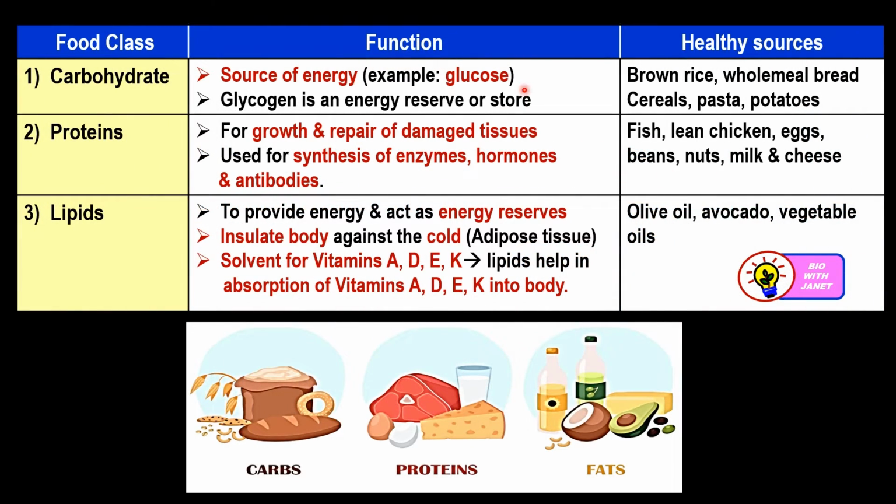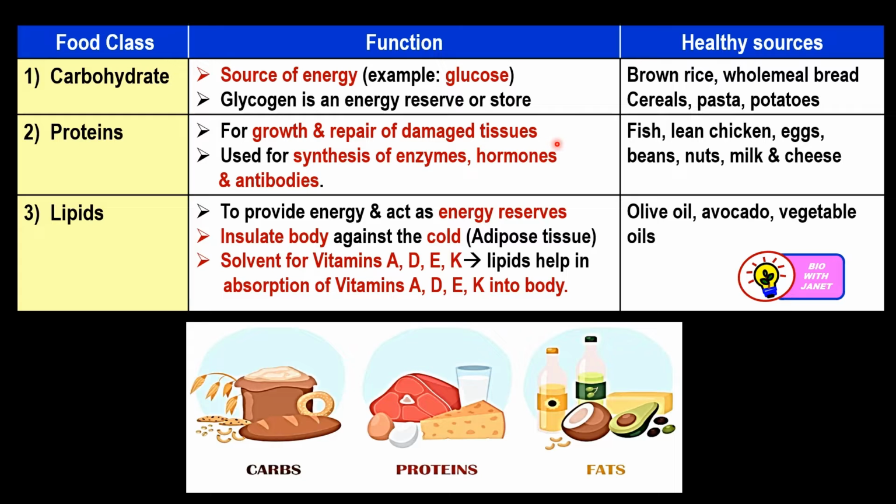So in the previous video, we've discussed the function of the 3 main food classes: carbohydrates, proteins, and lipids, and also the healthy sources for them. So carbohydrates, just to recap, act as a source of energy, immediate energy. For example, glucose, a source of energy. And glycogen is a carbohydrate that is an energy reserve or food stored in the liver or muscles.